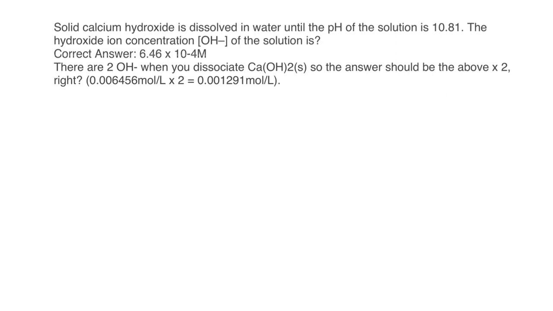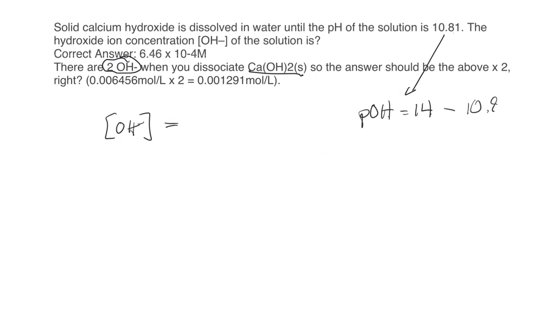Next question. Dissolved in water to get until the pH is that. Hydroxide of the concentration is. So now here, this is a good point. There's 2 hydroxide ions when you dissociate that. But your formula, when you go hydroxide ions is equal to, with this number here, you have to first change that to a POH. So go 14 minus 10.81.